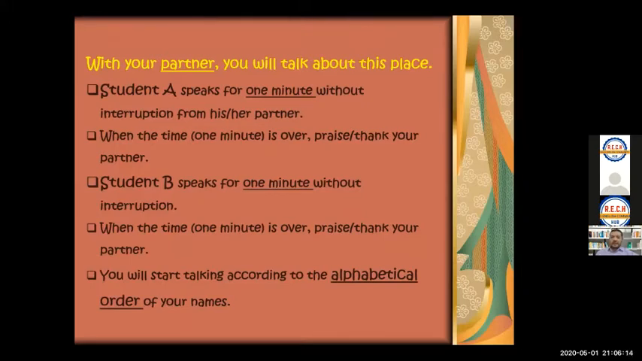So write in the chat box, please, how long do you think this activity will take us now? How long will it take you to finish this activity? 1 minute? The whole activity? Yes, 2 minutes. 1 minute for speaker A, 1 minute for speaker B. All right? Okay, who's going to speak first?